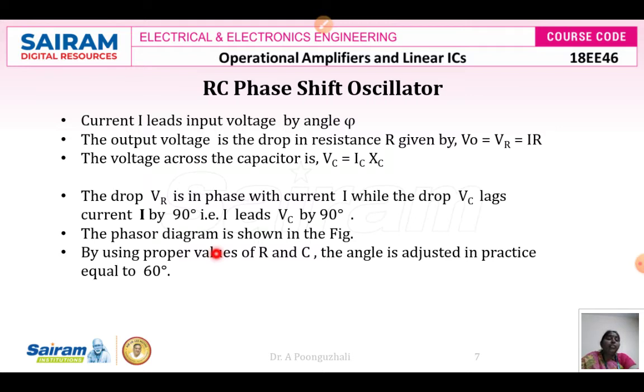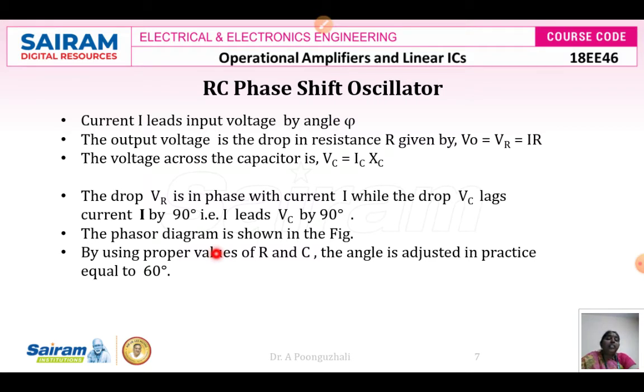So for that, what we are going to do is take 3 RC pairs, where each RC pair is going to produce a phase angle of 60 degrees. The values of R and C are chosen in such a way that you are going to get an angle of 60 degrees.